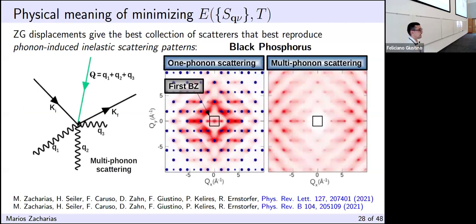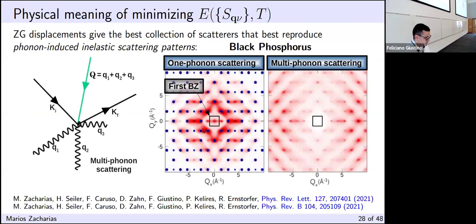An example that I like to use for demonstrating the physical meaning of this configuration is the case of momentum-resolved diffraction patterns. Imagine you have an electron beam that scatters inelastically from the sample, and you detect the intensity of the beam on the detector. What you will get is the so-called diffraction pattern. Here we use the example of black phosphorus, and we split the calculation into one-phonon and multi-phonon.